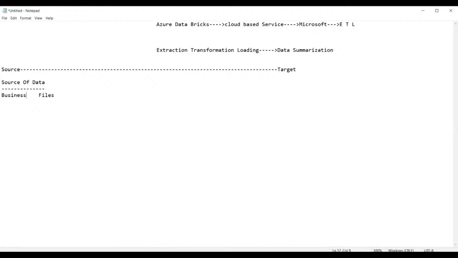Ultimately, business. See, we all are working for the business, or not? Even though you are working as a data engineer, that means you are working for a business, or not? Tell me now, guys. Yes, everyone, you're working for the business.